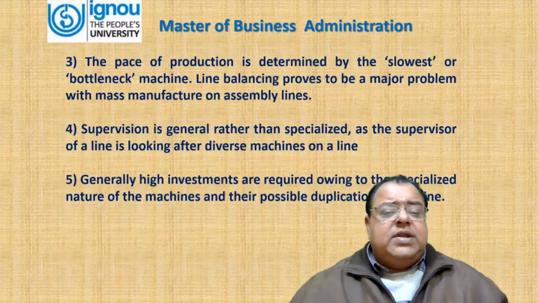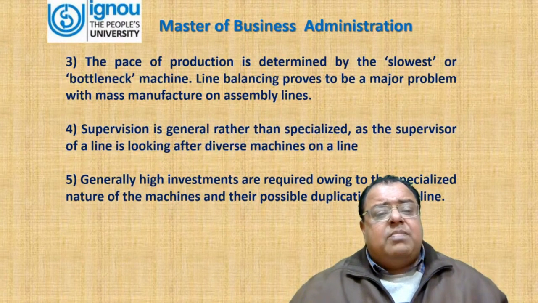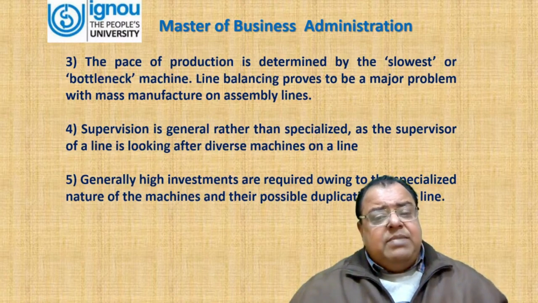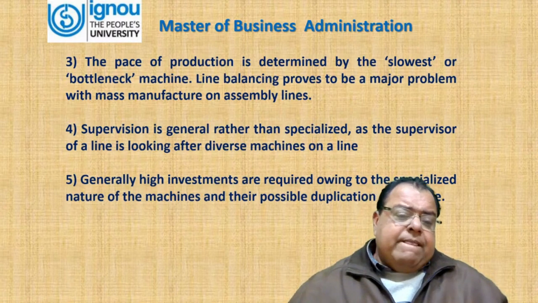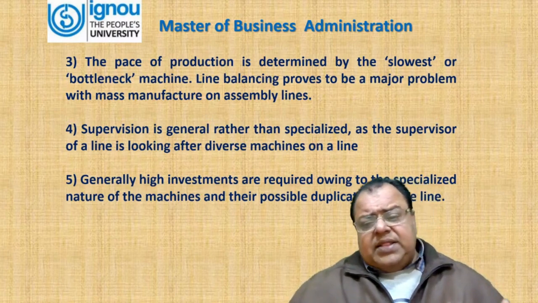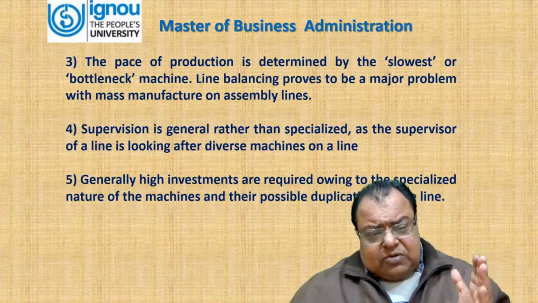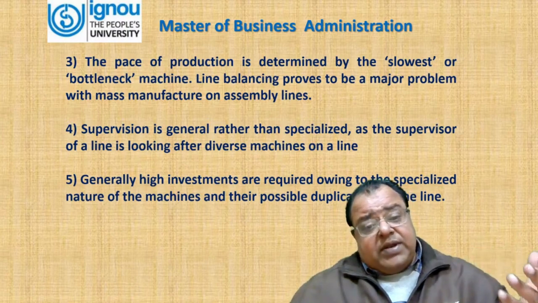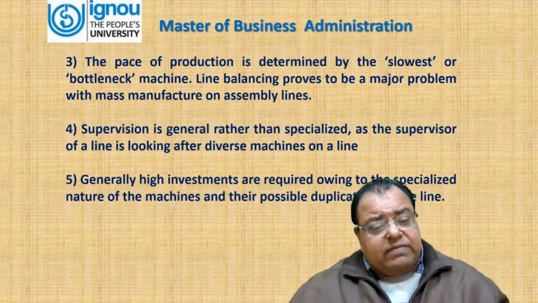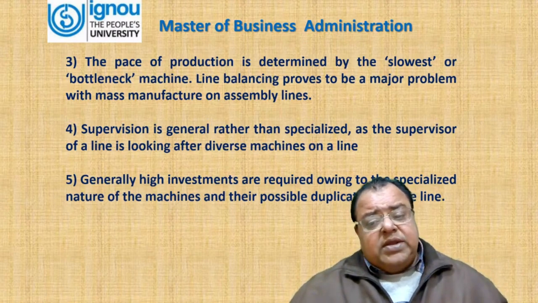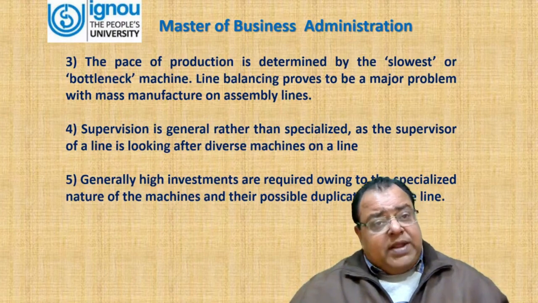The pace of production is determined by the slowest or bottleneck machine. Line balancing proves to be a major problem with mass manufacture on assembly lines. Supervision is general, rather than specialized, as the supervisor on the line is looking after diverse machines on the line. Generally, high investments are required, owing to the specialized nature of the machines and their possible duplication on the line.